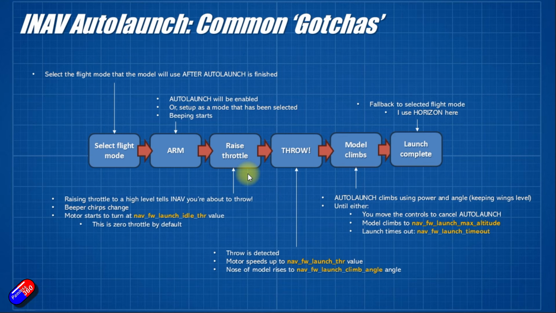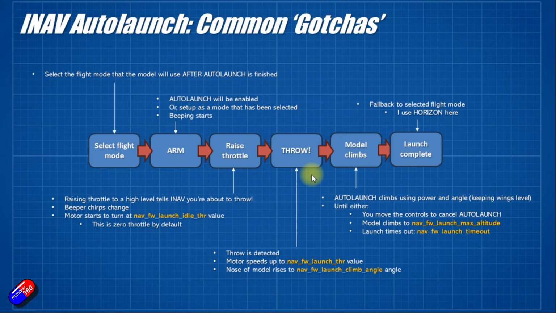So once you have raised the throttle, the beeps are going to change. The motor may start spinning if you've set the idle throttle above zero, and then you are going to throw it into the air. You're not going to throw the thing too high, so it just stalls and crashes back into the ground. You're going to throw it reasonably level, slightly up into the air.